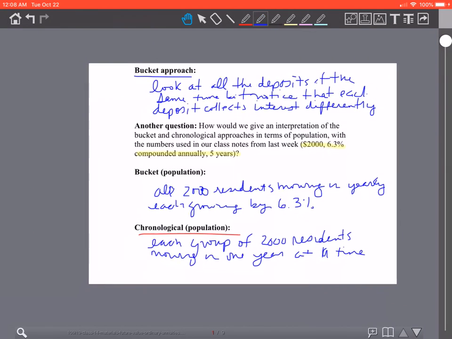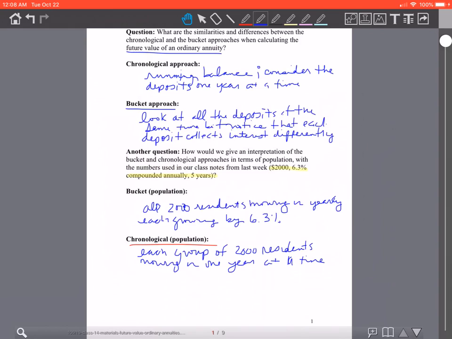So chronological and bucket approach are just two ways to look at annuities. We really will be focusing more on the bucket approach because we said that that's where our formula is going to come from. So our job for today is going to be to actually see where the formula comes from.